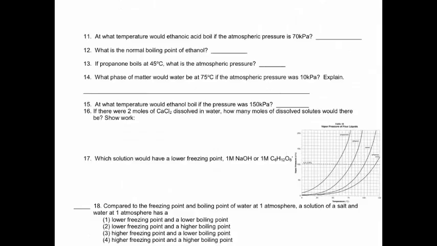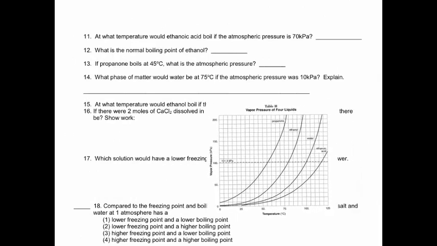The next few questions are going to be based on vapor pressure and table H. So we're going to use table H. At what temperature would ethanoic acid boil if the atmospheric pressure was 70 kilopascals? Recall that the y-axis is by intervals of 10 and the x is by 5s. So we've been given the pressure and we just need to find the temperature at which it would boil. So 50, 60, 70, follow that over to ethanoic acid and down, and you're going to get about 107, and that is degrees Celsius.